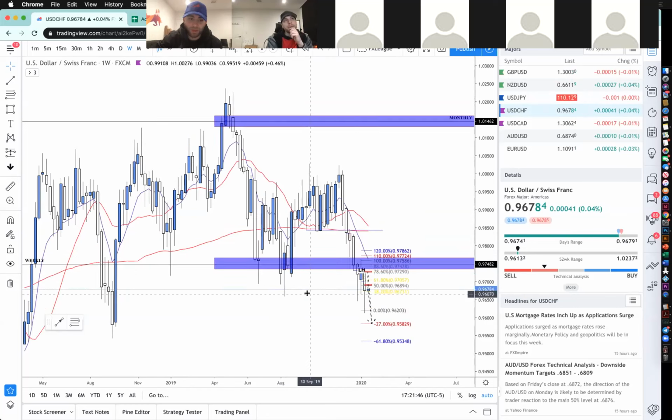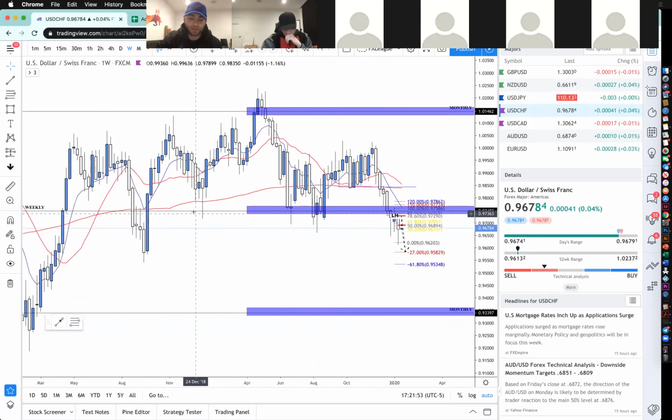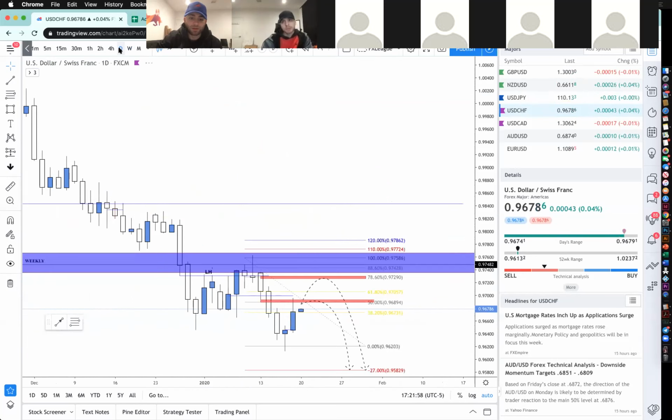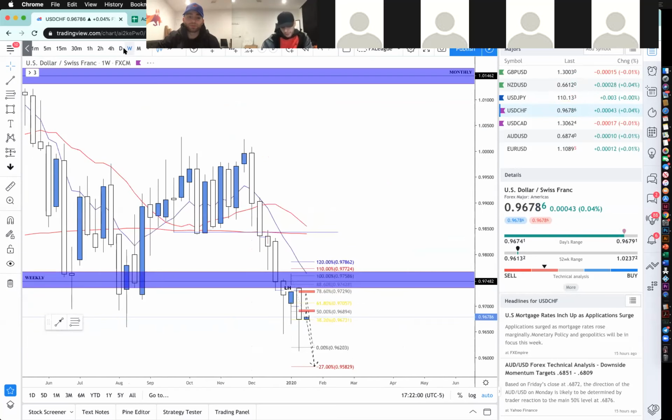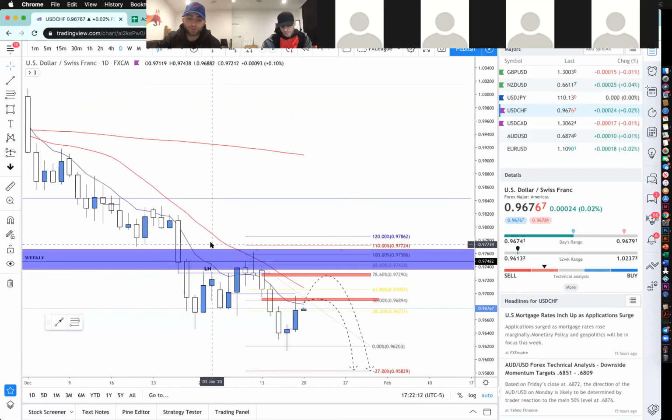So on the weekly for USD CHF, we fell below this level of support, even with a wick there. So we fell below this weekly key level. But at the same time, on the weekly we got some exhaustion, showing signs of some buyers coming in. On the daily, it's very bearish, below the moving averages, but we're slowing up a little bit at the end here.